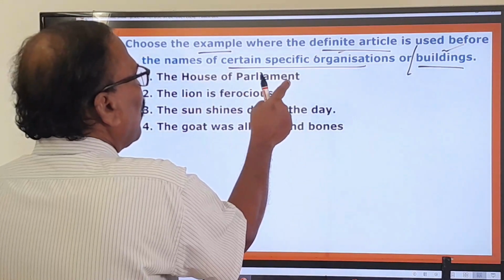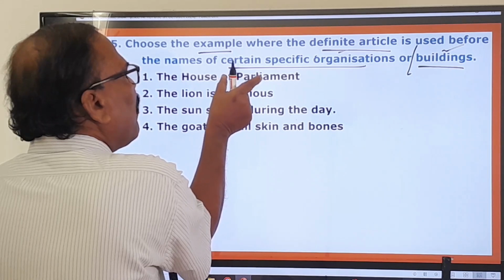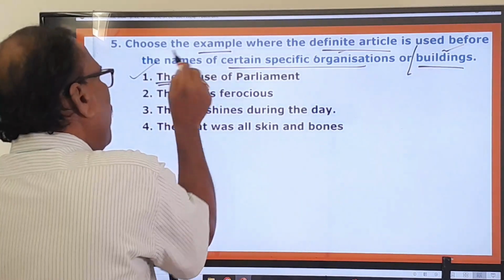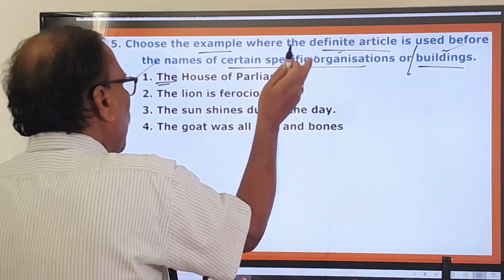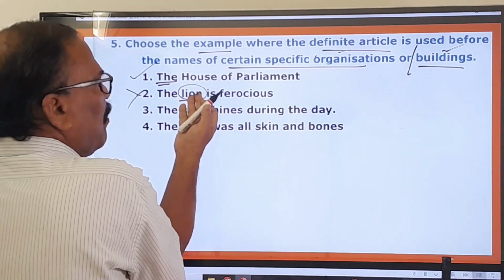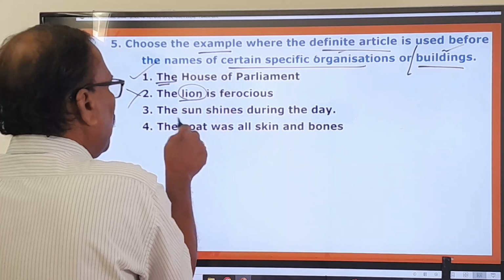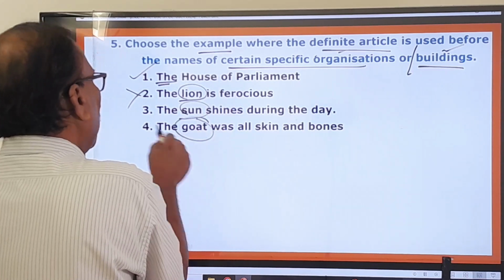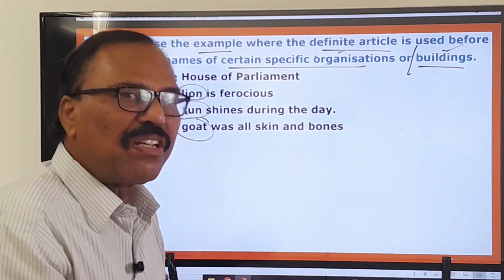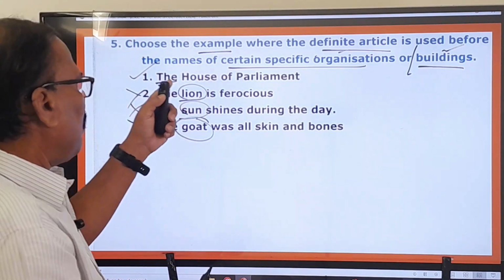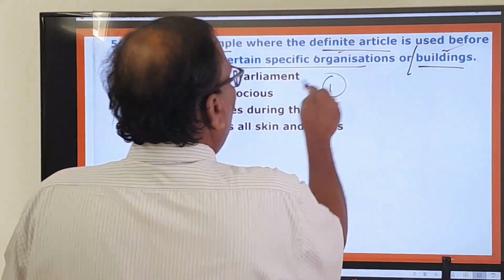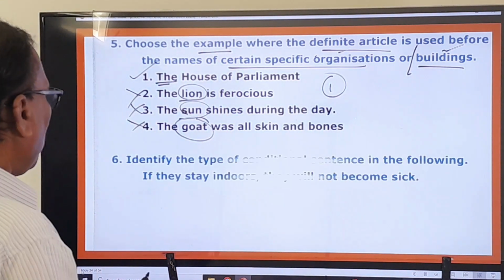The House of Parliament. This is the name of a popular building, so the use of the before that is correct. So the House of Parliament is right. The lion is ferocious. No, this is not the name of an organization or building. So the sun, wrong. The goat, okay. See, these are all unnecessary. Of course, the sentence looks somewhat silly. Even then, our answer is only that one, not the other things. So the first one is your answer, right? And you go to the next question.